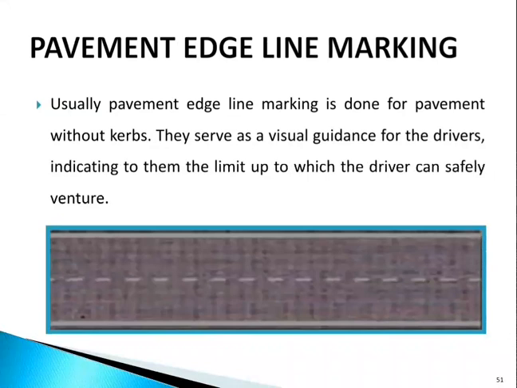Next is usually the pavement edge line. Marking is done for pavement without curbs. They serve as visual guidance for the drivers, indicating to them the limit up to which the driver can safely maneuver. So you can see it in the image.